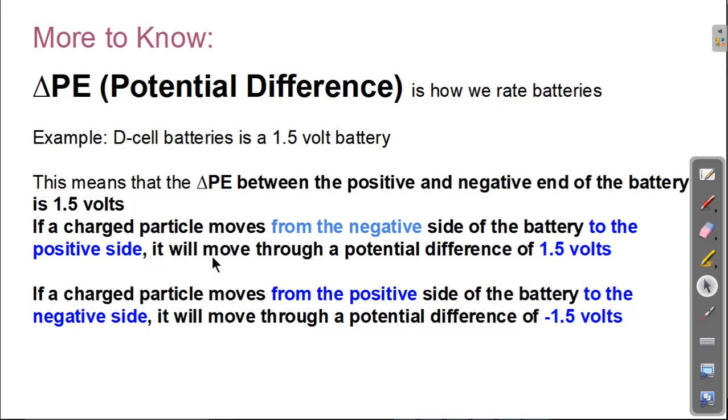If a charged particle moves from the negative side of the battery to the positive side, it will move through a potential difference of 1.5 volts. Notice that this is negative to the positive. You have a positive difference right here. But if a charged particle moves from the positive side of the battery to the negative side, it will move through a potential difference of negative 1.5 volts.